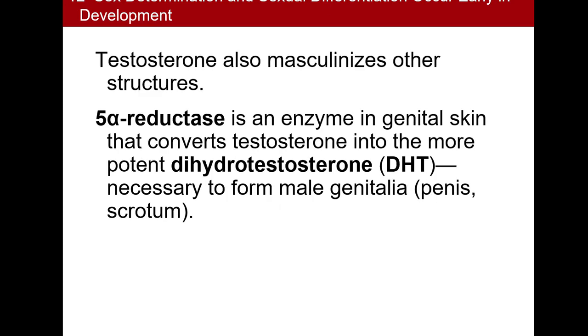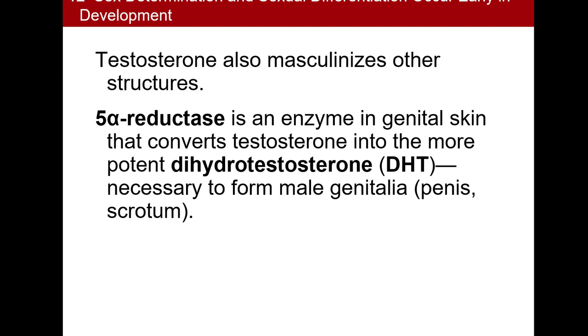Okay. Now, on the other hand, if you have XX chromosomes, then you do not have a Y chromosome, so you don't have the SRY gene. So the indifferent gonads develop into ovaries, which do not produce testosterone or anti-Mullerian hormone. So there's no masculinization of the duct system there.